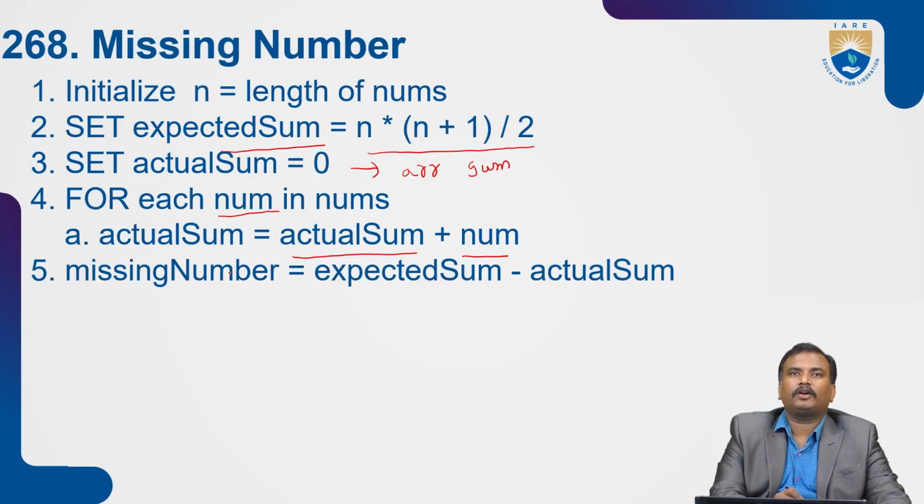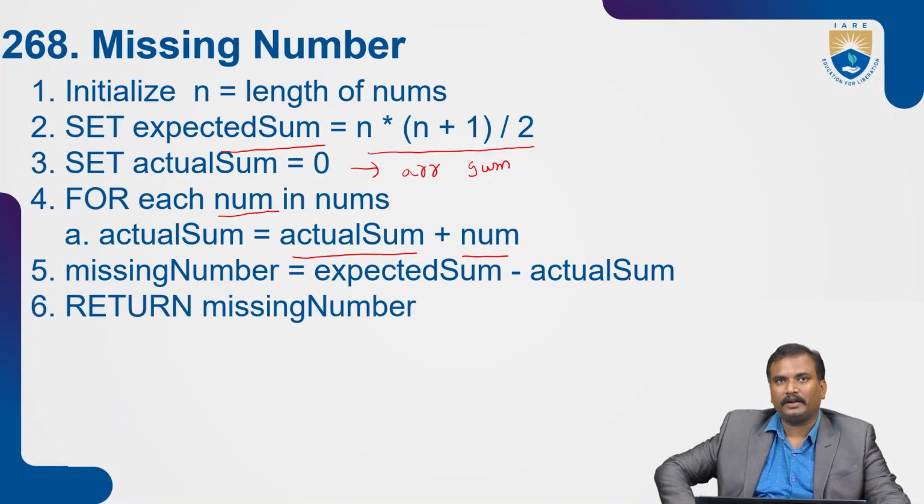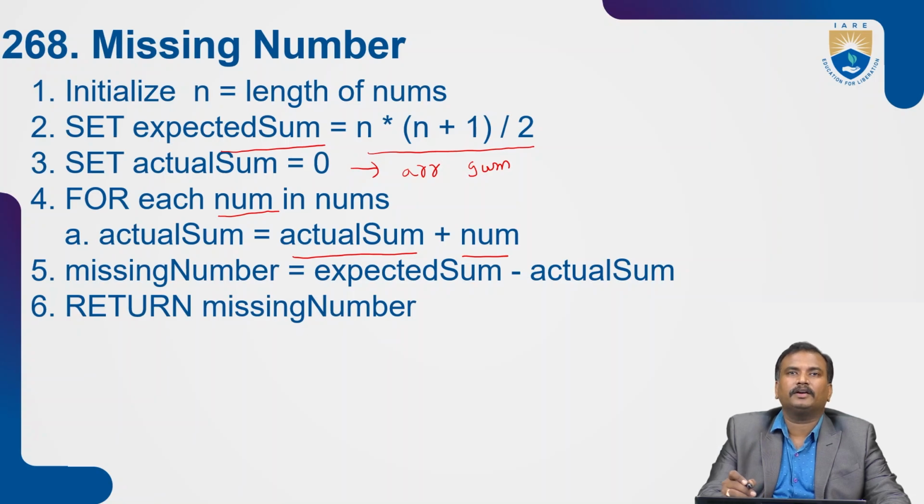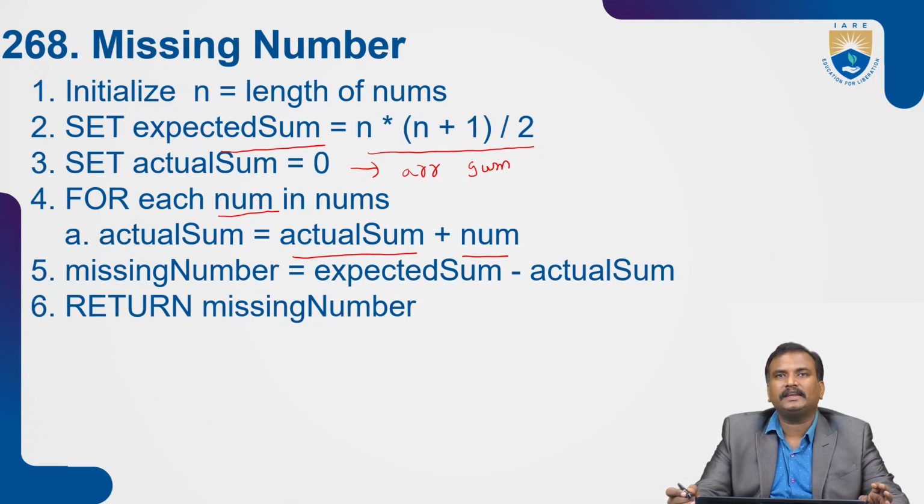And then after we are going to find the missing number. Missing number is equals to expected sum minus actual sum, and finally we need to return the missing number. In the question it is asked, we need to return what is the missing number. So we need to return that missing number.